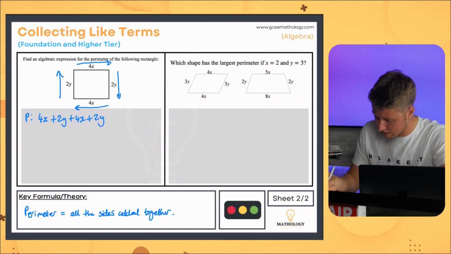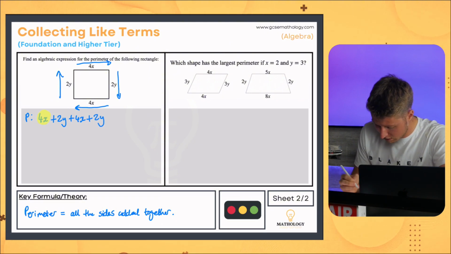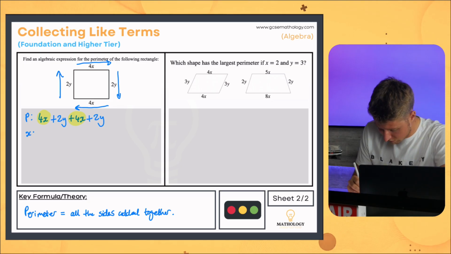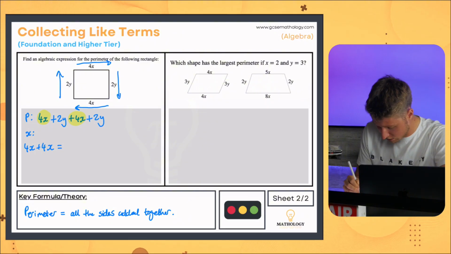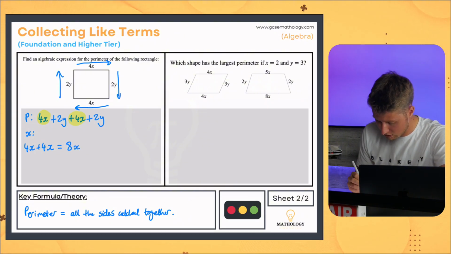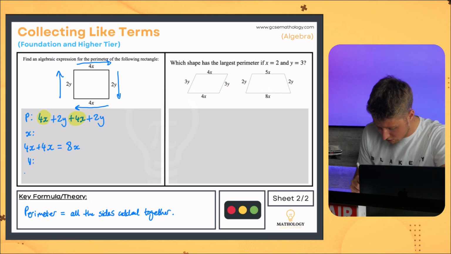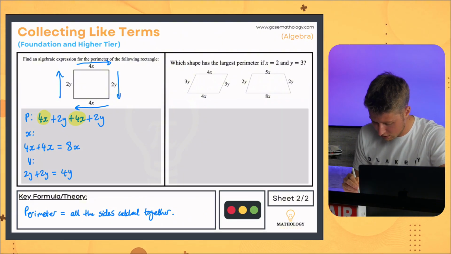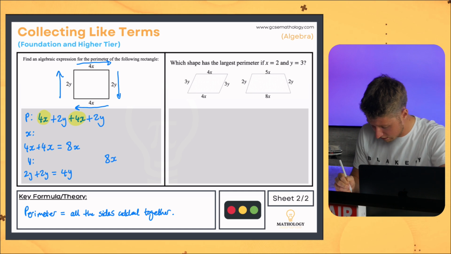And now we're going to collect like terms. We've got a 4x term and another 4x term. So for the x terms, we've got 4x plus 4x. 4 plus 4 is 8, and then stick the algebra on at the end, gives us 8x. For the y terms, we've got 2y plus 2y, which is equal to 4y. So in total, sticking these two terms together for the final answer, we've got 8x plus 4y.